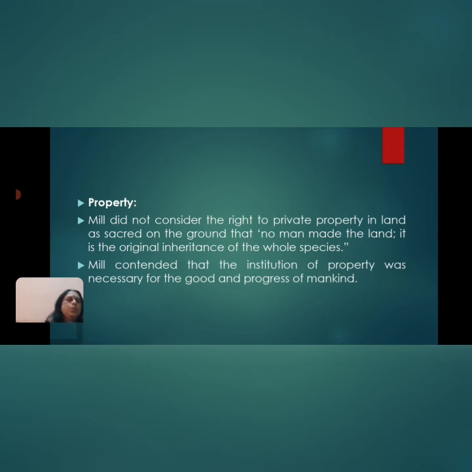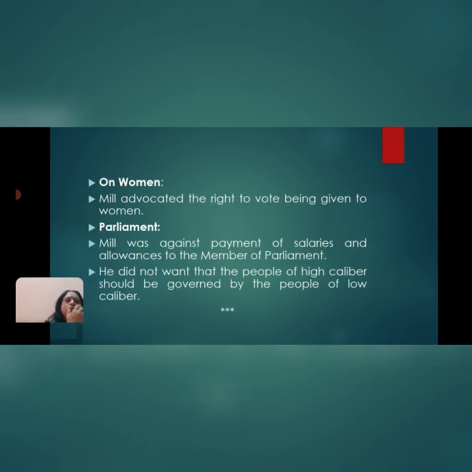So in Mill's view, those who own the property will have a personal interest in working for the government, as they are going to be affected by the policies of the government. Hence, they discharge their duties towards the state and the state's responsibility.